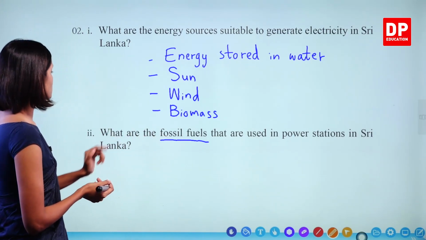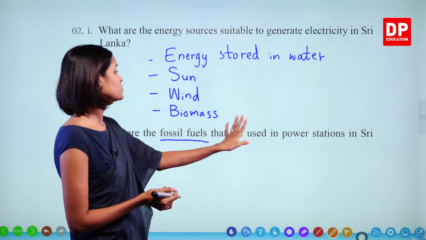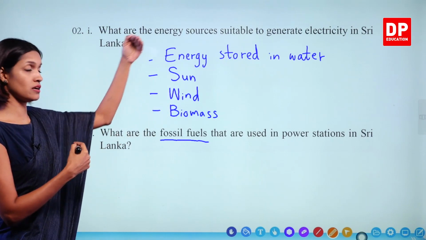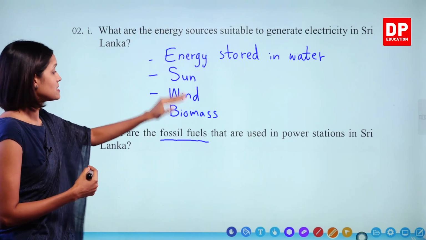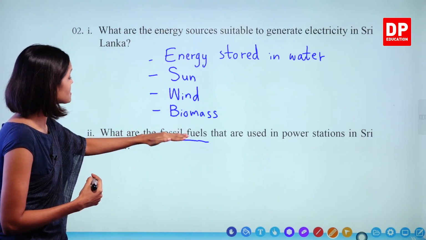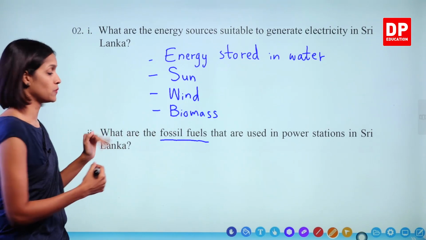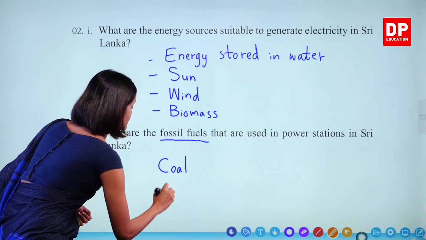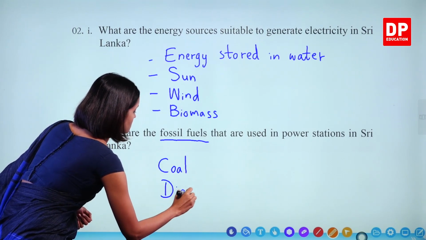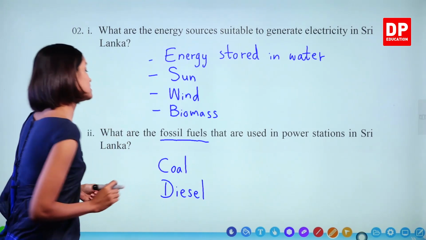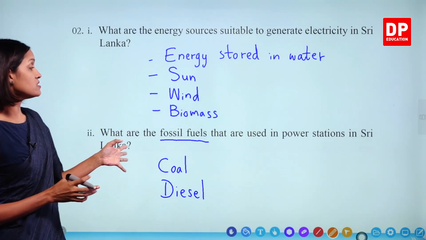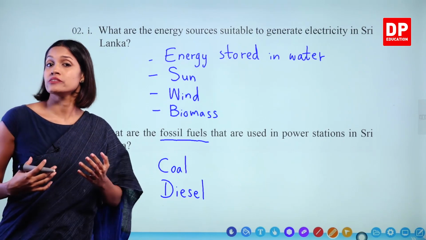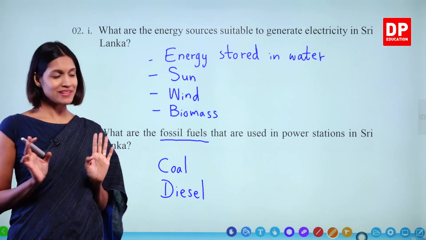So we will write what are the fossil fuels that are used in power stations in Sri Lanka. Basically we use hydropower, but here the question asks for fossil fuels. Okay. Coal, diesel. These are the examples for different types of fossil fuels that are used to generate power, to generate electricity. Okay?